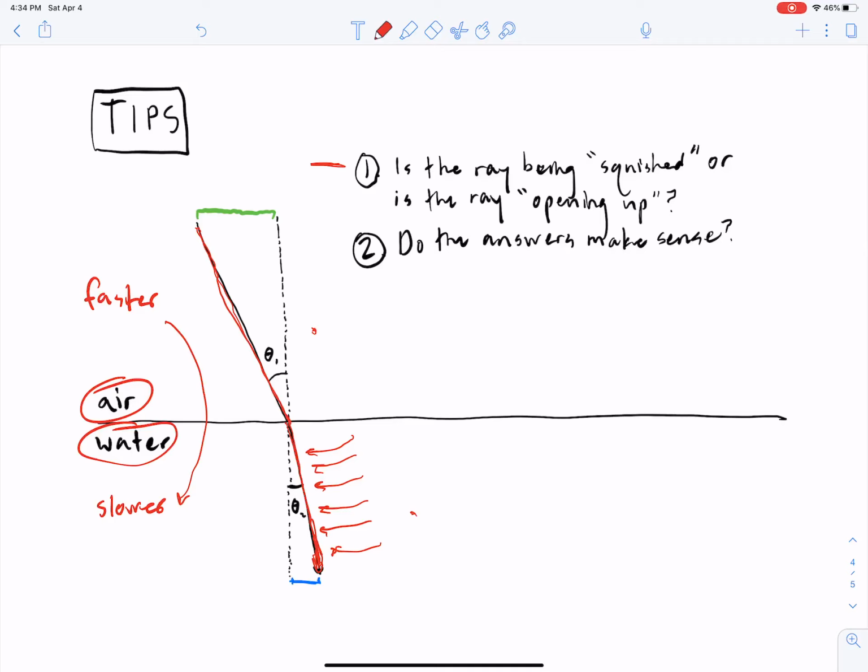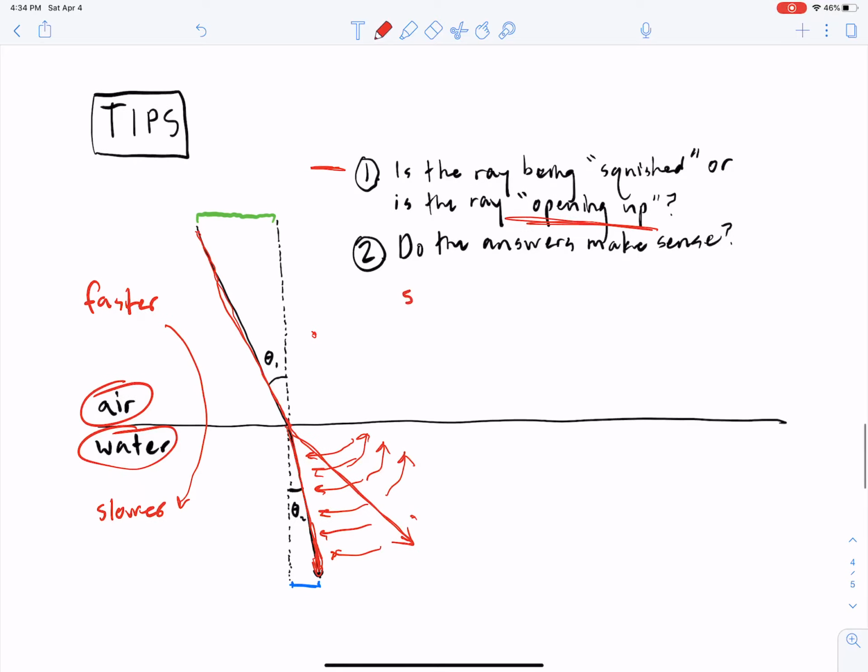The opposite occurs when you see the ray opening up. So if the ray were to go like this, and it's opening up this way, then we know that the ray is going from a slower speed to a faster speed. Super, super simple, but it can really help you to make sure that your reasoning and your answers are correct.